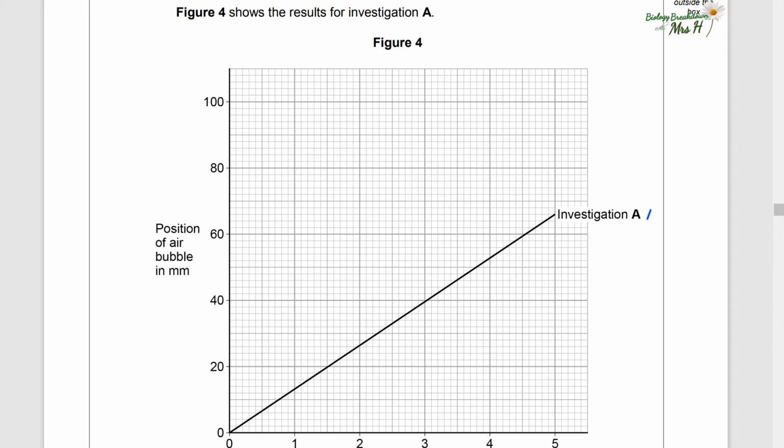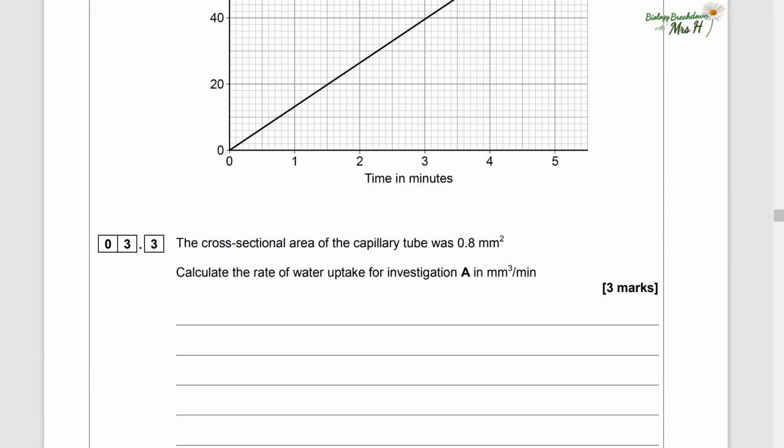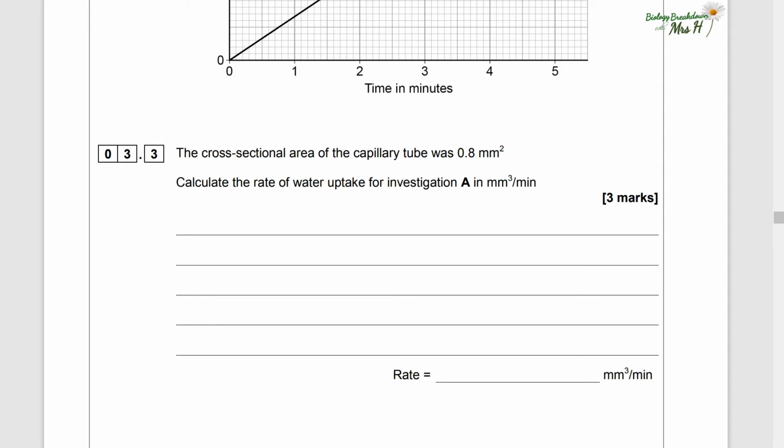Figure 4 shows the results for investigation A. The cross-sectional area of the capillary tube was 0.8 millimeters squared. Calculate the rate of water uptake for investigation A in millimeters cubed per minute.